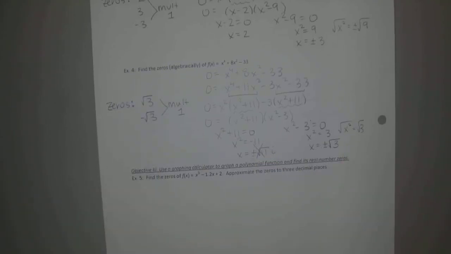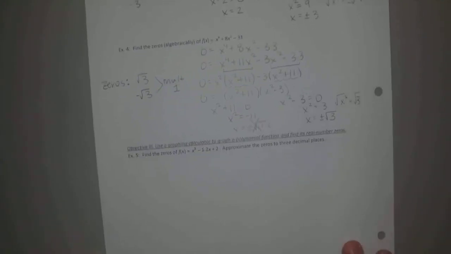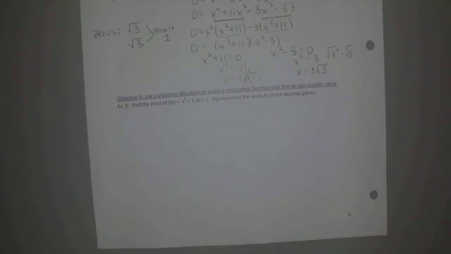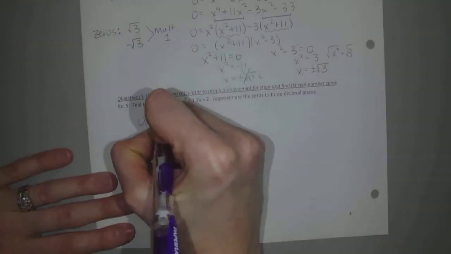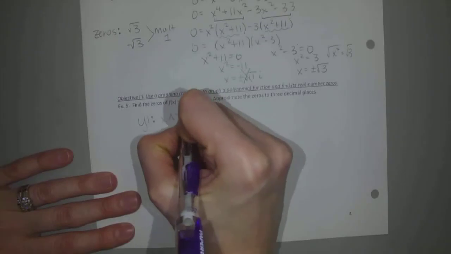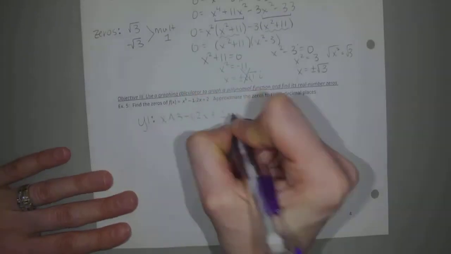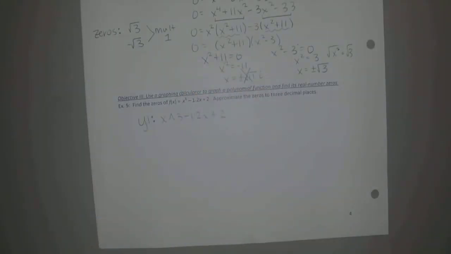Okay? All right, so the last one, guys, is sometimes you're going to get ones that just are not factorable. So you are going to have to use your graphing calculator to find those zeros. So let's write notes here so we have notes to refer to, and then we'll get our calculator and do it, okay? So in our y1, guess what we're graphing? X to the third minus 1.2x plus 2, okay? So I'm just writing it like how you would type it in, right? X caret 3 minus 1.2x plus 2.